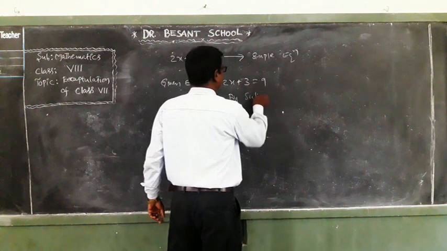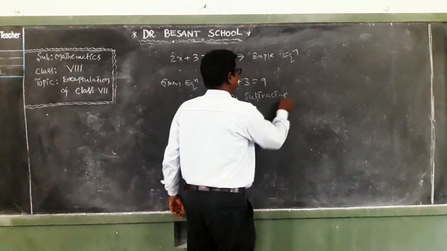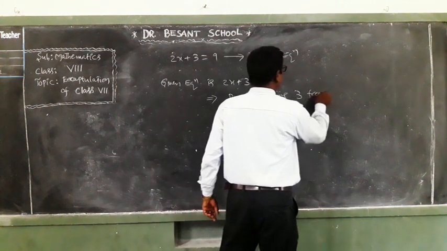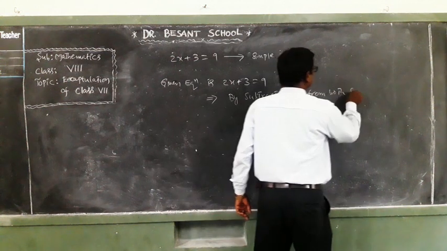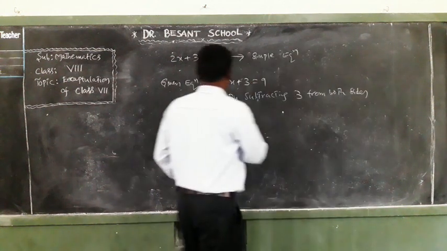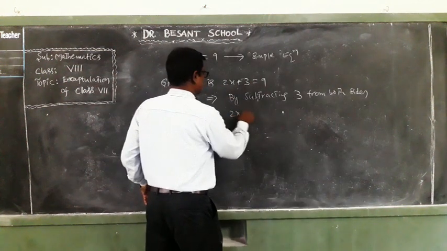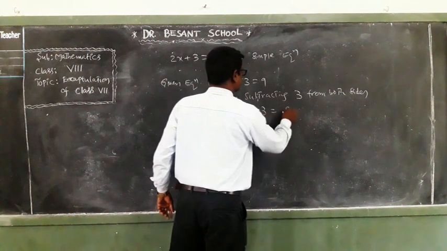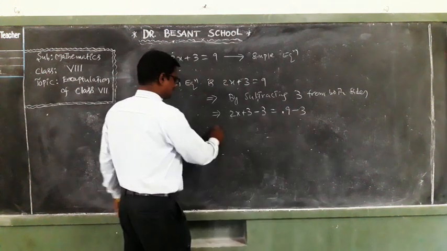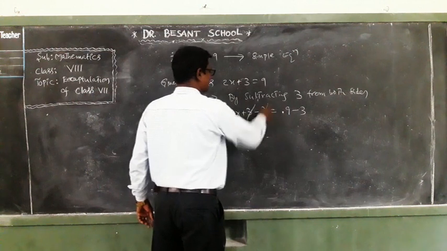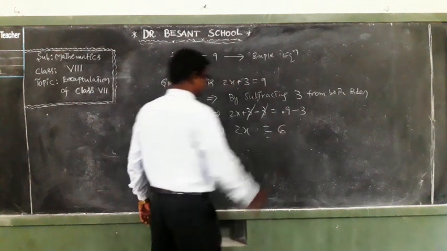By subtracting 3 from both sides, that is 2x plus 3 minus 3 is equal to 9 minus 3. This means the plus 3 and minus 3 cancel, and 9 minus 3 is 6.